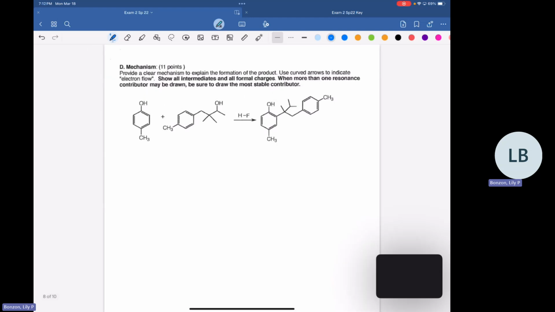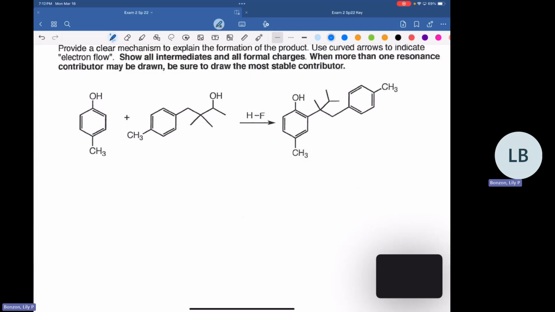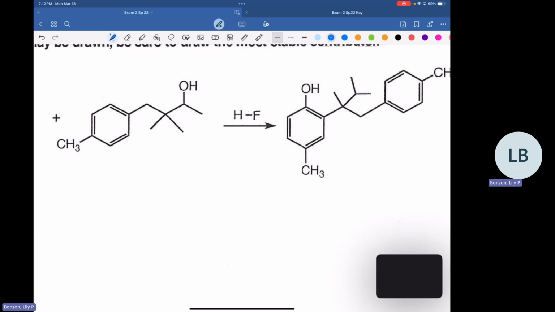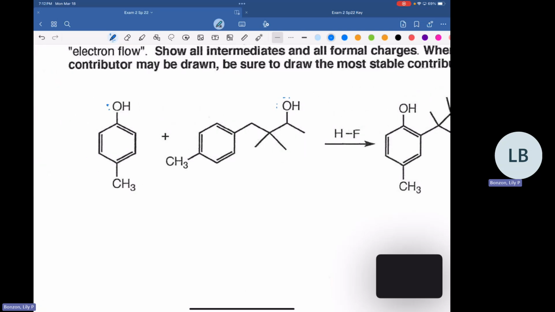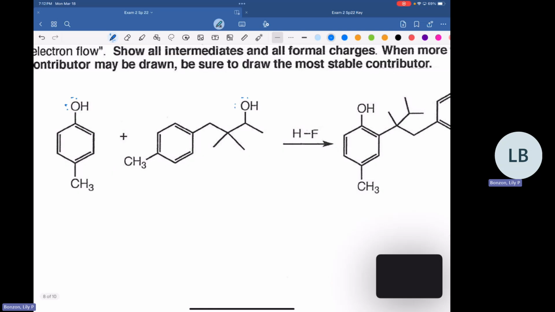So we've got our mechanism. Oh boy. So some strong contenders for this one are going to be your EAS or your NAS mechanisms. So definitely be sure to look at those, because those are probably the best bet for your mechanism. Because again, aromaticity, the whole big topic of the chapters. Anyways, so we've got a strong acid here. We've got some nucleophiles. We've got some OHs. So this is kind of like a lot of the other ones that we've done so far.